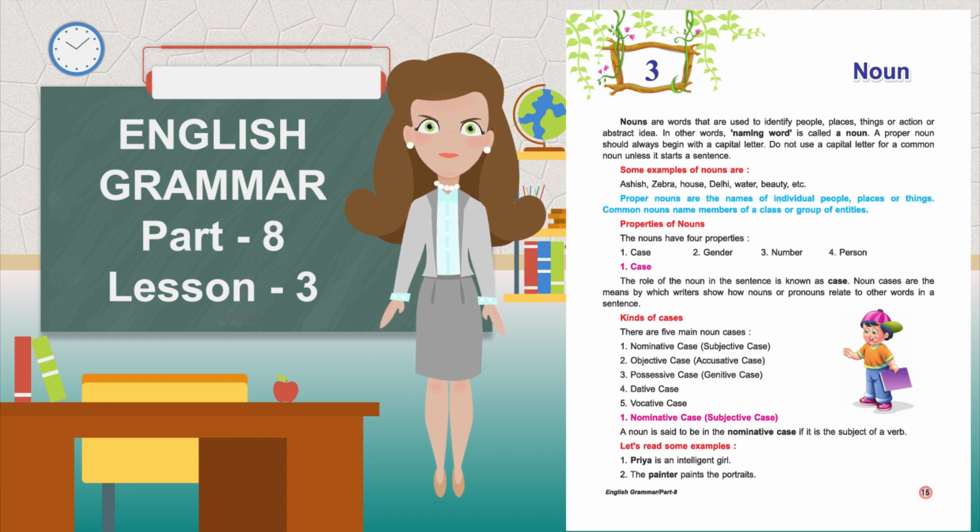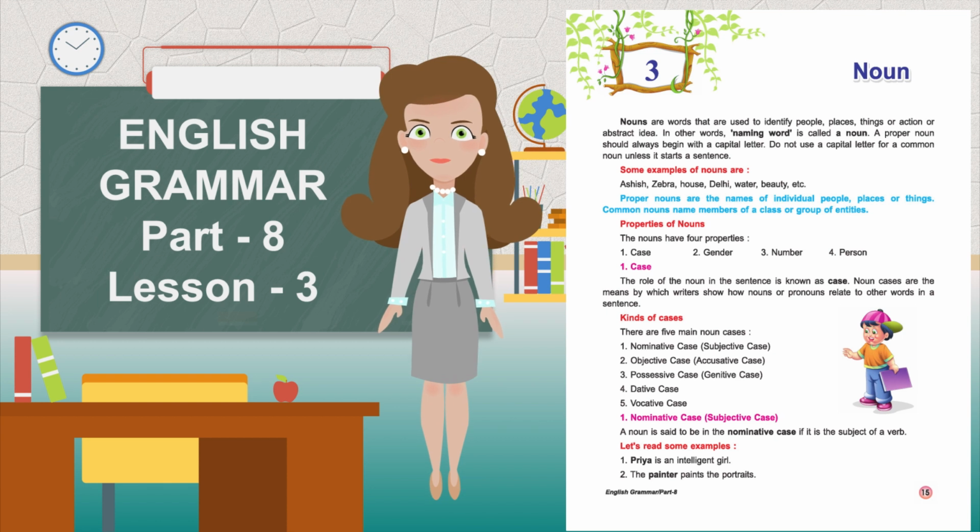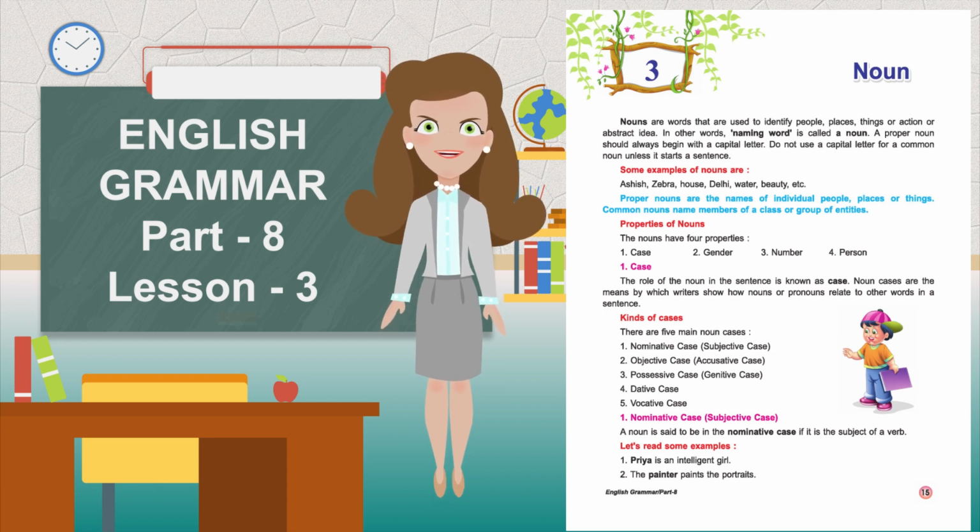First, case. The role of the noun in the sentence is known as case. Noun cases are the means by which writers show how nouns or pronouns relate to other words in a sentence. Kinds of cases: nominative case, objective case, possessive case, dative case, vocative case.